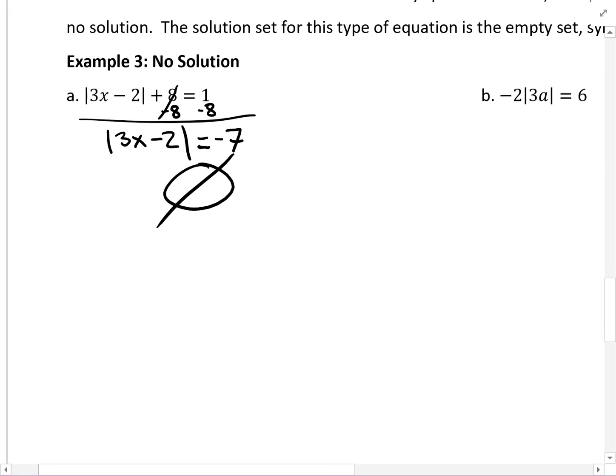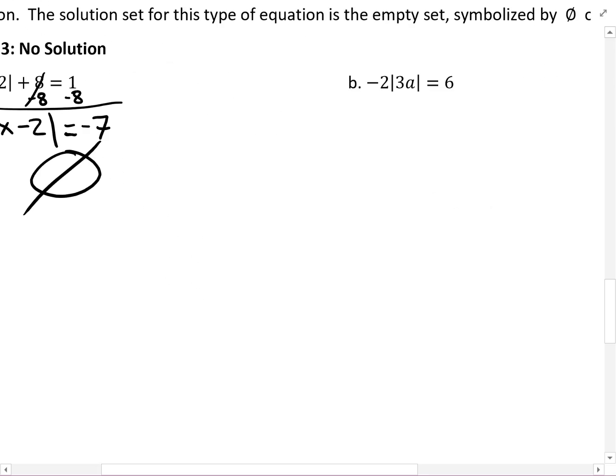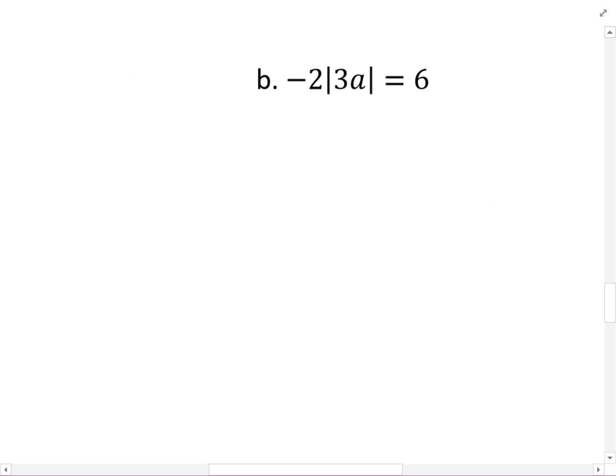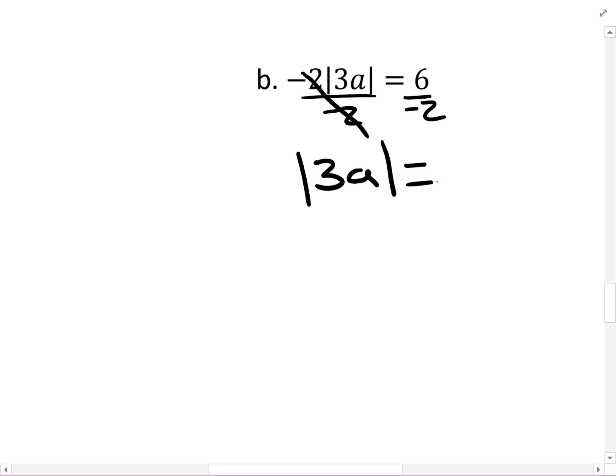Let's try problem B the same way. Step 1, is it a no solution? Nope, because it's just equal to a plain old positive 6, which is fine. Step 1, get the absolute value alone. Divide that negative 2 out of there. So we have absolute value of 3a equals negative 3. And hey, this is a no solution. You can't have an absolute value equal a negative number. So write no solution and you're done.